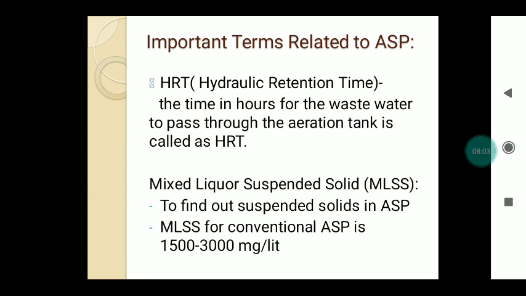Next is the mixed liquor suspended solids, that is MLSS. It is used to find the suspended solids in an activated sludge process, and we can relate it to the sludge volume index. The MLSS for the conventional activated sludge process is about 1500 to 3000 mg per liter. That is the MLSS.